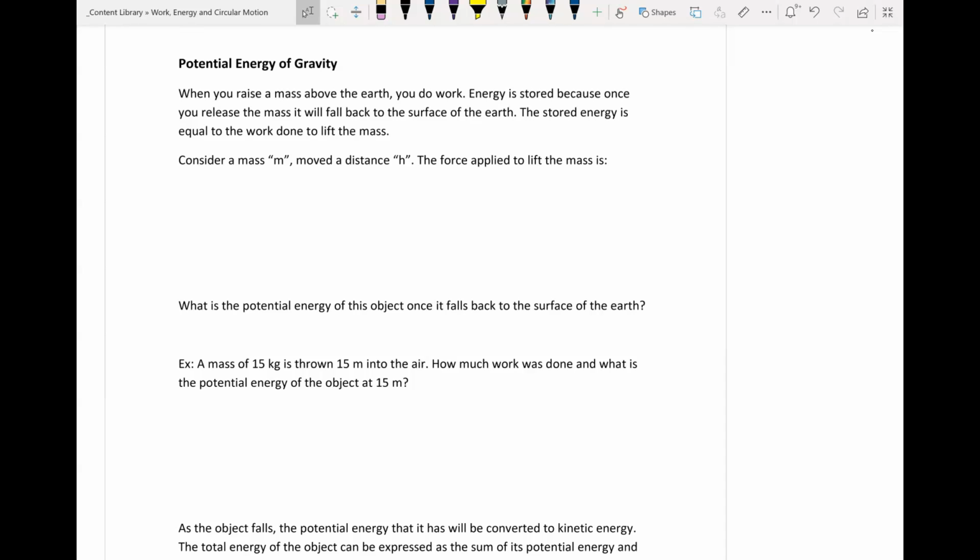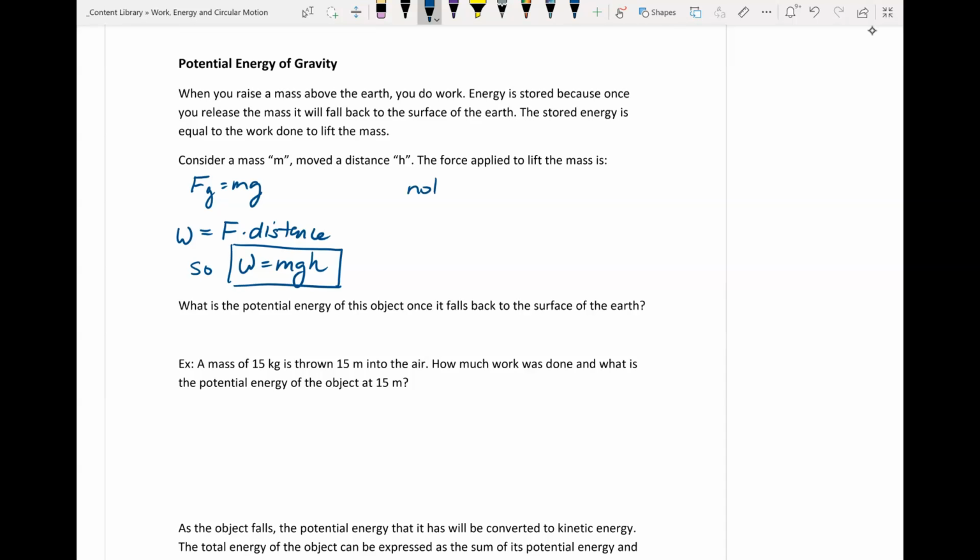So we're going to consider a mass m moved a distance h. If we want to find the force to lift the mass, it's going to be the weight of that object, which is calculated as Fg equals mg. And we also know that work is force times distance. That force can be replaced with mg. And our distance, we're going to say that's h. And this is our formula for potential energy.